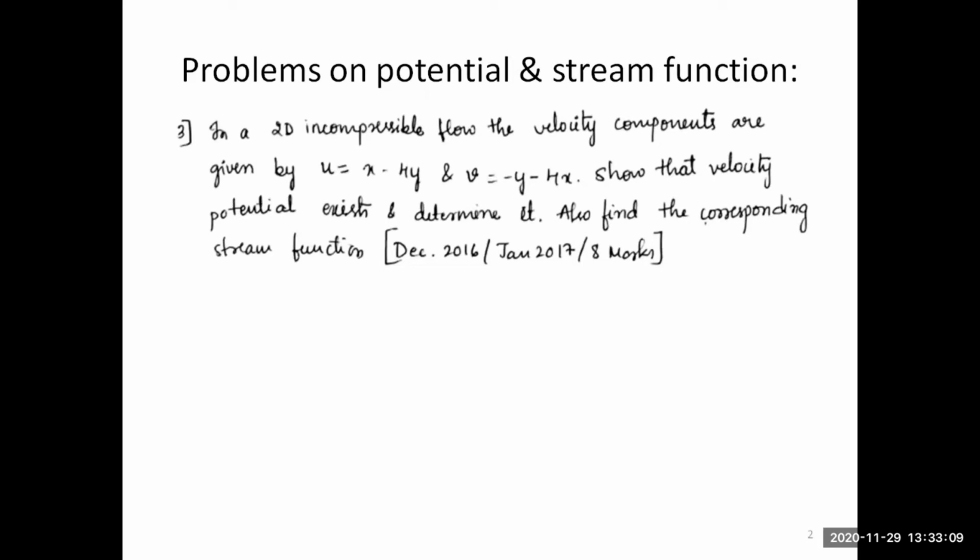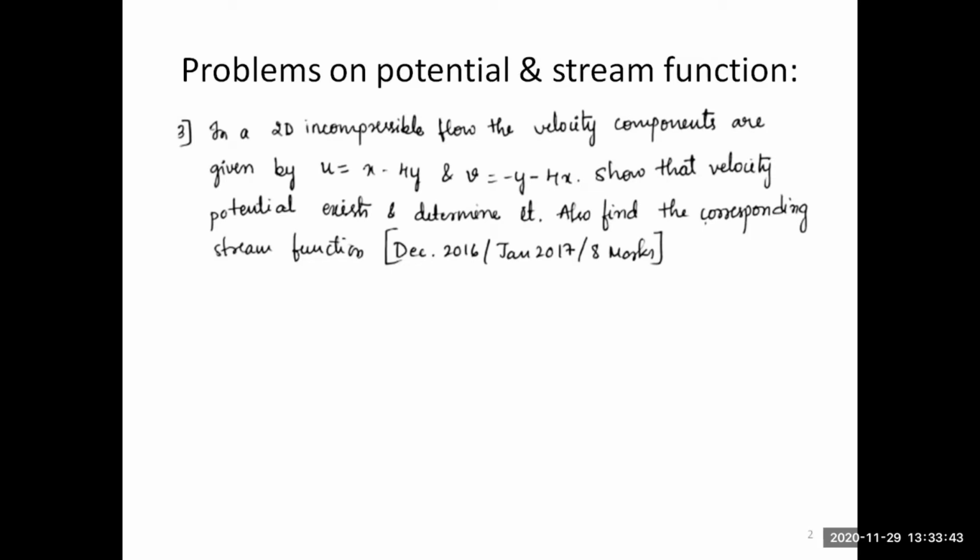In a two-dimensional incompressible flow, the velocity components are given by u is equal to x minus 4y and v is equal to minus y minus 4x. Show that velocity potential exists and determine it. Also find the corresponding stream function. This was a question paper problem, asked in December 2016, Jan 2017 for 8 marks. So we'll see what is the solution for this particular problem.